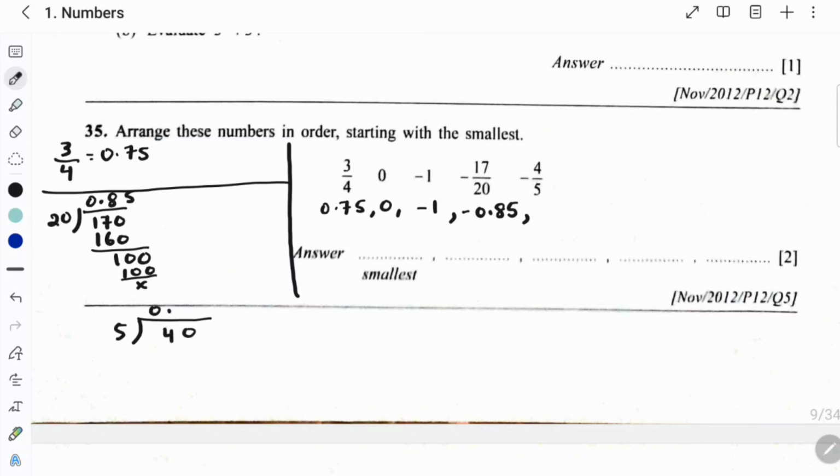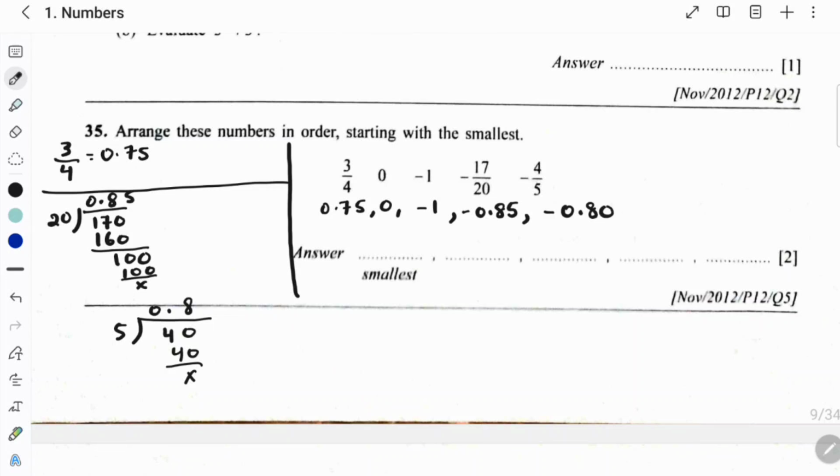0.5 times 8 is 40. Finished. So this is minus 0.8. If you just compare in 2 digits, that is minus 0.80, means 80. I'm putting it here, then we can easily compare it.